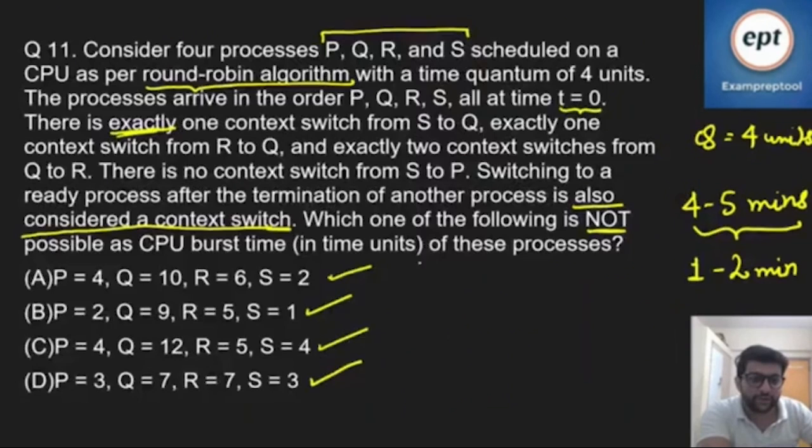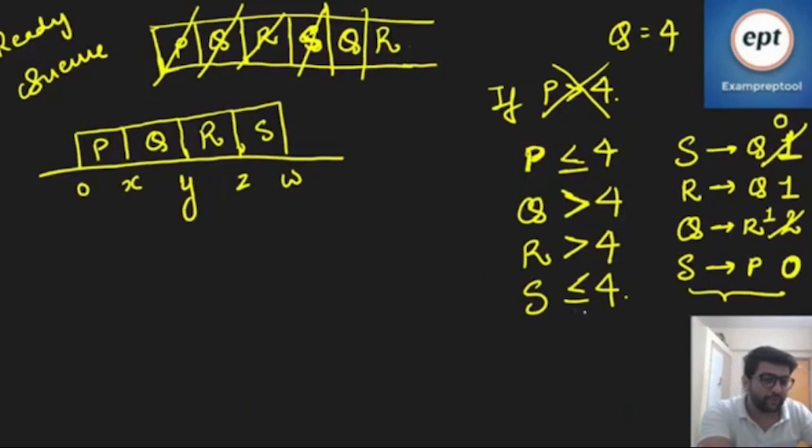We are done with the process P and we are done with the process S, right? However, the burst time of Q and R can be greater than 4. It can be greater than 8 also. Let's just solve it further down. So the next process to be executed is the process Q, right? So we know that there is one context switch left from R to Q. Hence, this process Q will again be pushed to the ready queue, right?